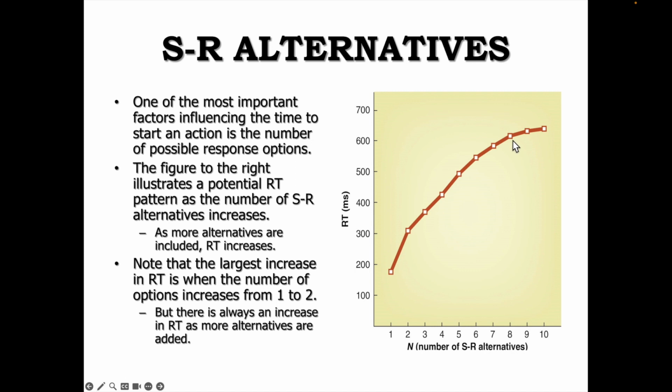Than it is going, for example, from 7 possible responses to 8 possible responses. So between the 1 to 2 possible response options is always going to be the biggest increase in reaction time, but understand that with adding more responses, the reaction time will continue to increase.